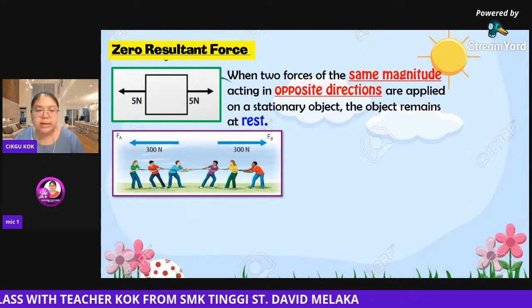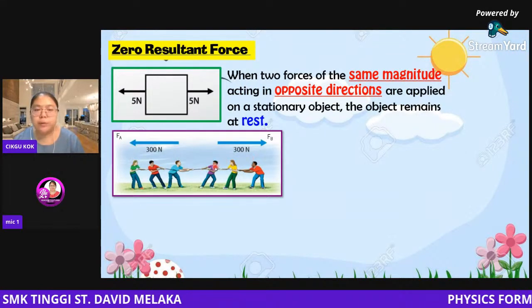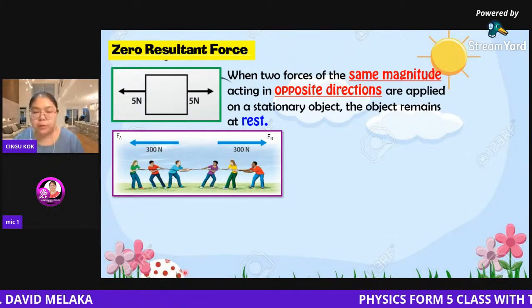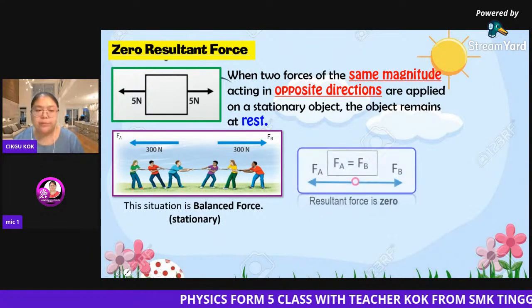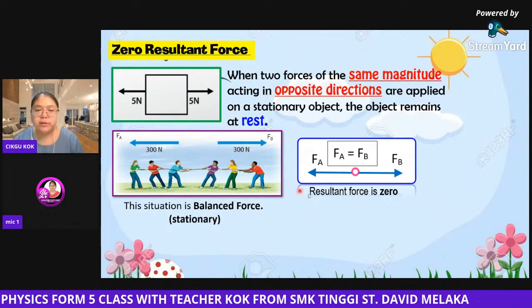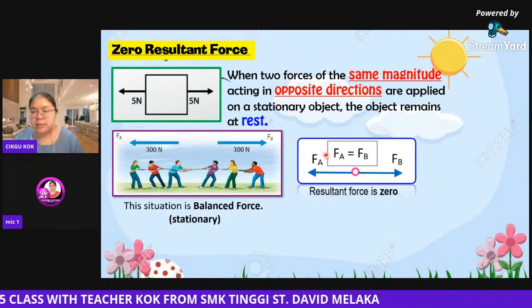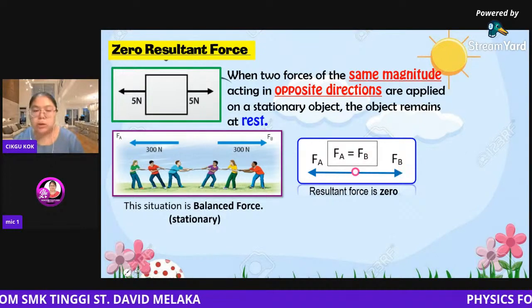This is an example diagram for the tug of war. You find both sides produce the same force. So this is a situation of zero resultant force. The object is stationary. When you draw this situation, you must write FA equals FB. Then you must draw the arrows equal.